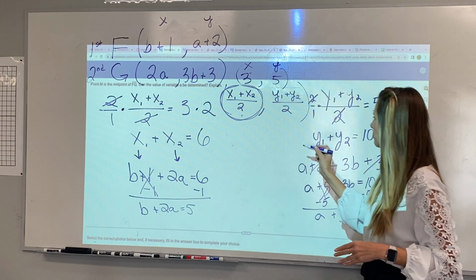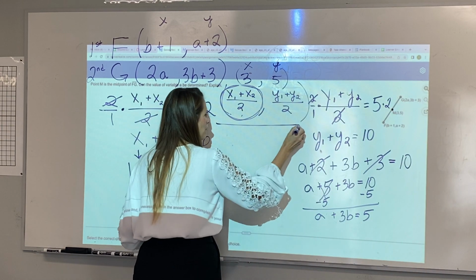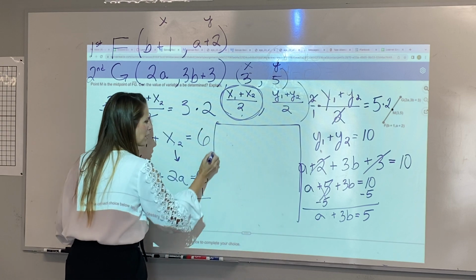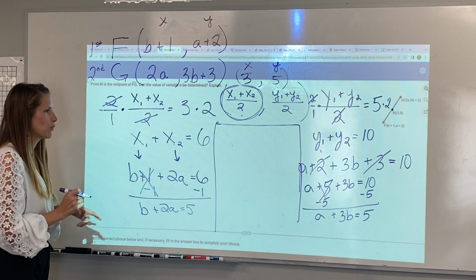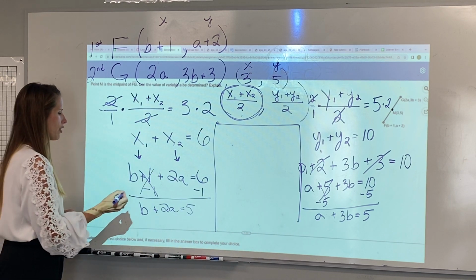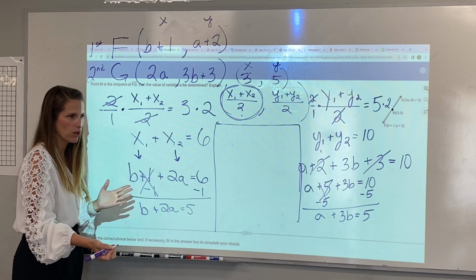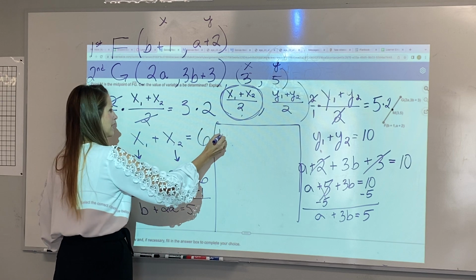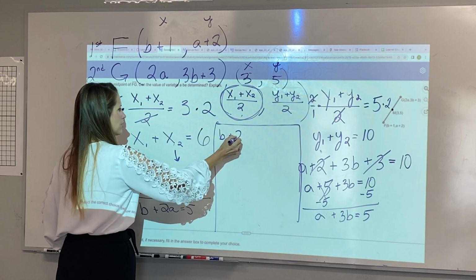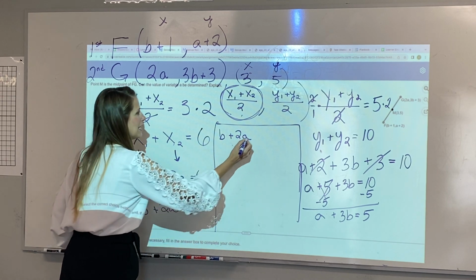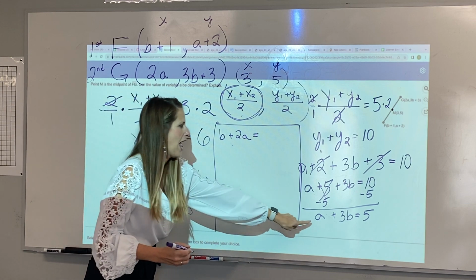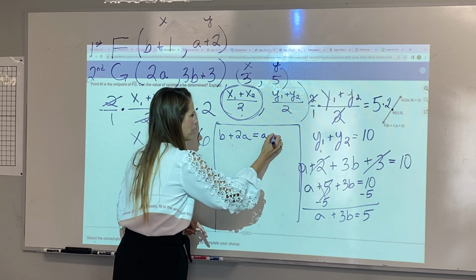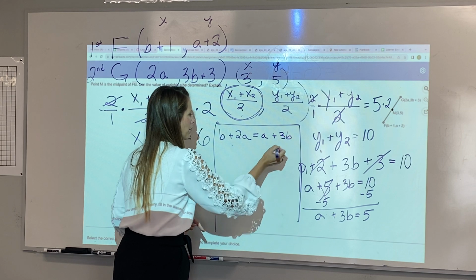And I'm going to write that in the middle here. I'm running out of room. I'm going to make a little boxy box, and I'm going to set them equal to each other. I don't need my 5 anymore, because all I had to know was that they're equal to each other. So I'm going to do b plus 2a equals a plus 3b.